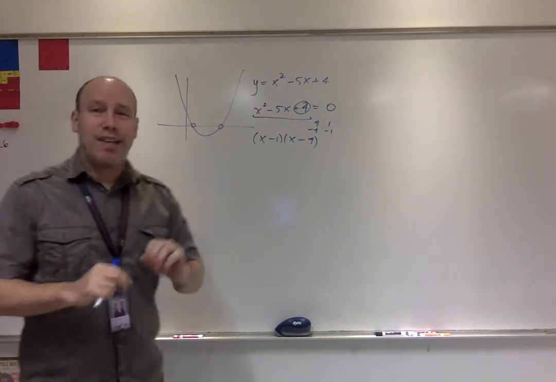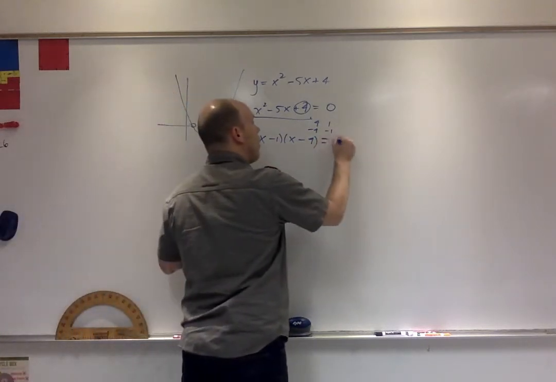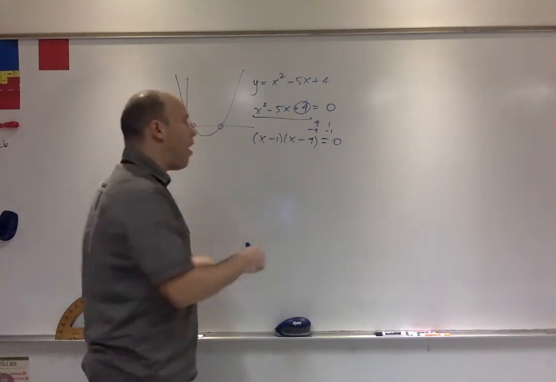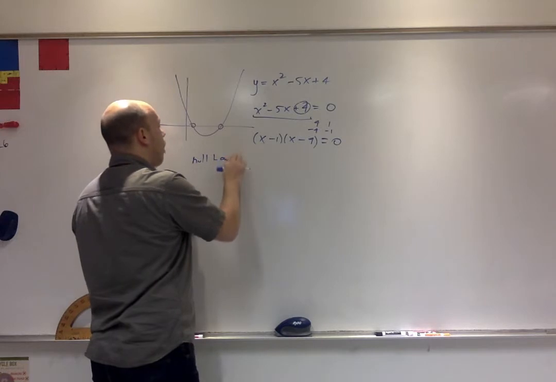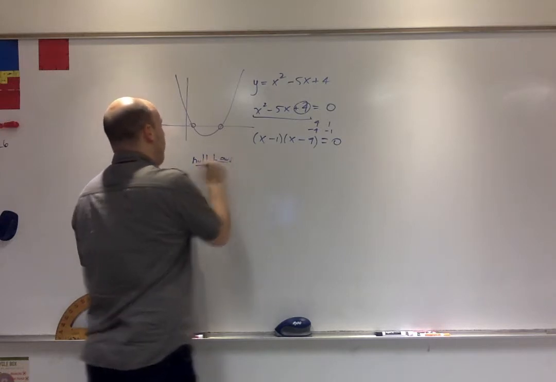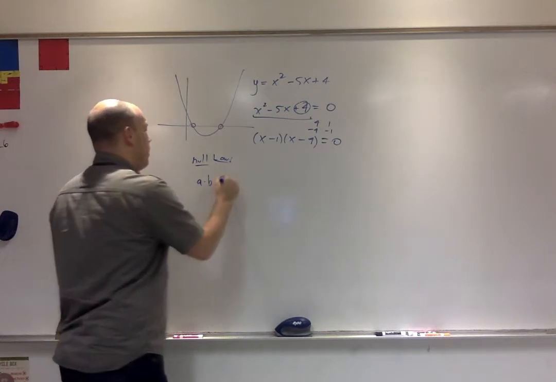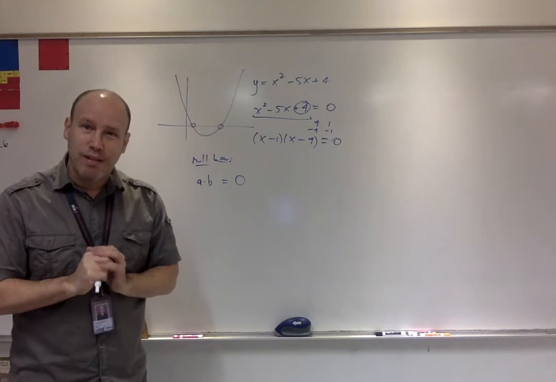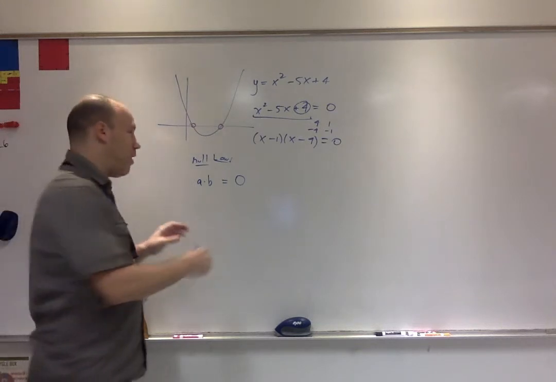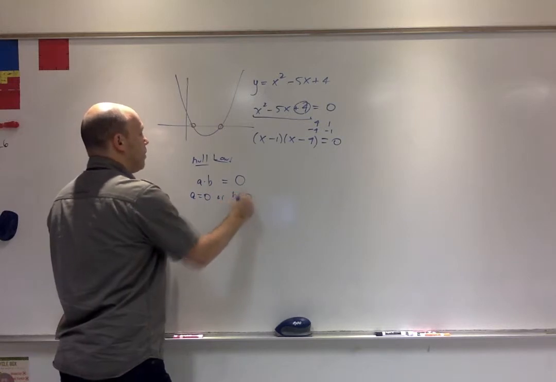Now, here's the last step. You're going to take this product and set it equal to 0, and you're going to use something called the null law. The null law is very straightforward. If I have the product of two numbers, say a times b, and it's equal to 0, what must we be able to conclude? We must be able to conclude that either a is equal to 0 or b is equal to 0.